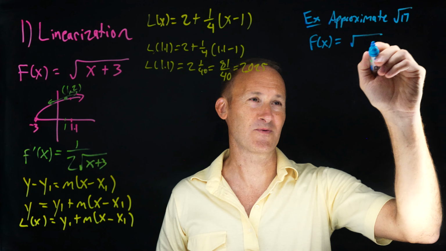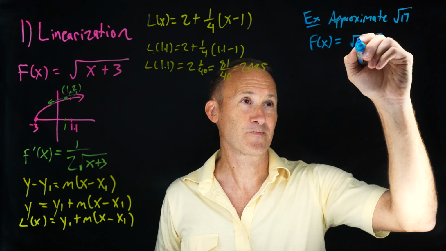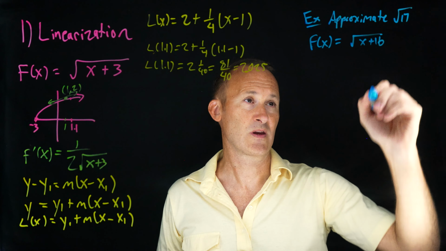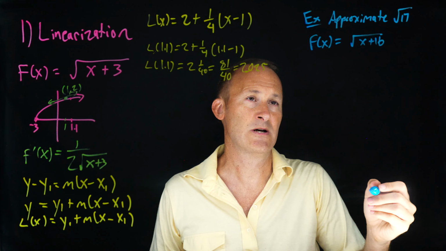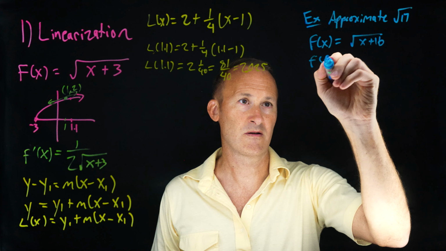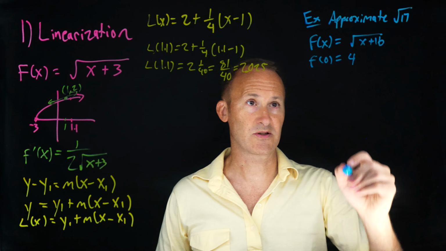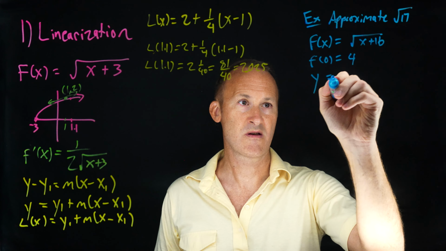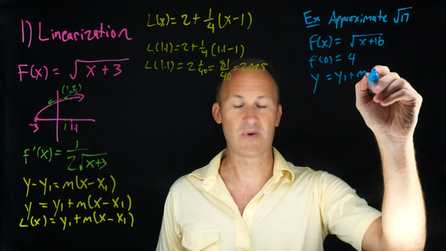Okay. And again, different ways to do this. Why am I choosing 16 plus x? Because we know what the square root of 16 is. So we do x plus 16. What we need is a convenient point. We've got f of 0 equals 4, and we can use that now to get our slope. So we've got y minus y1 equals m times x minus x1, so it's y equals y1 plus m times x minus x1.